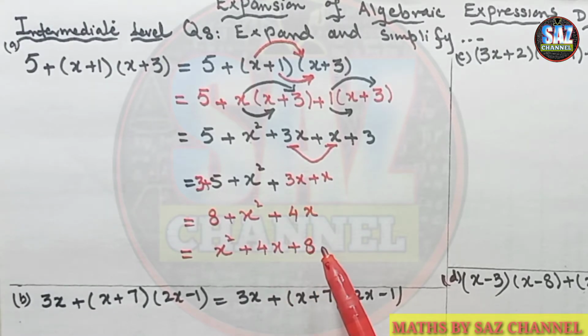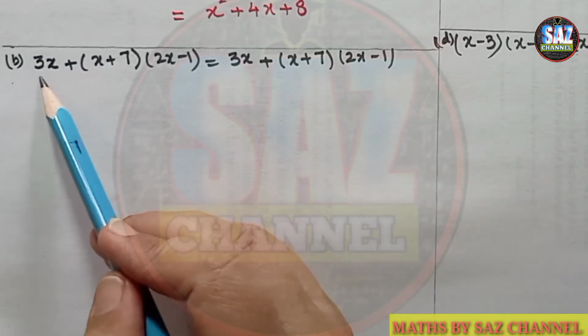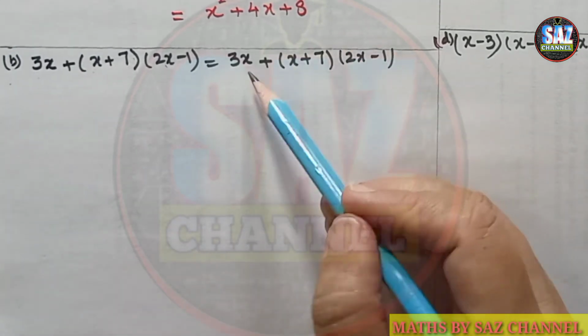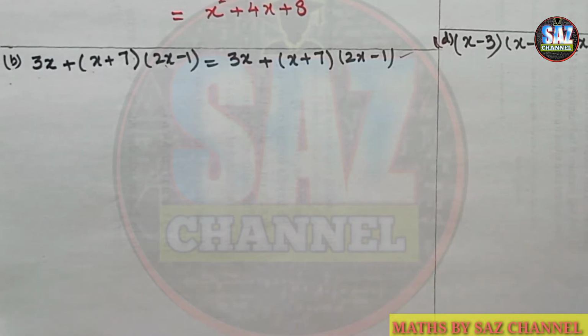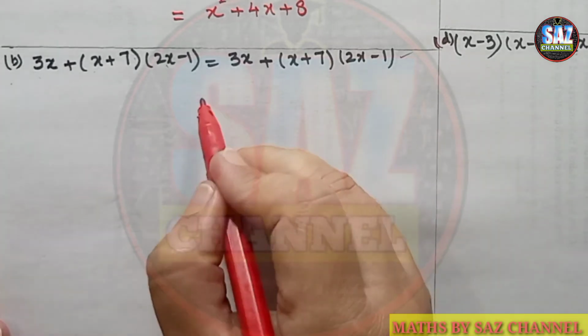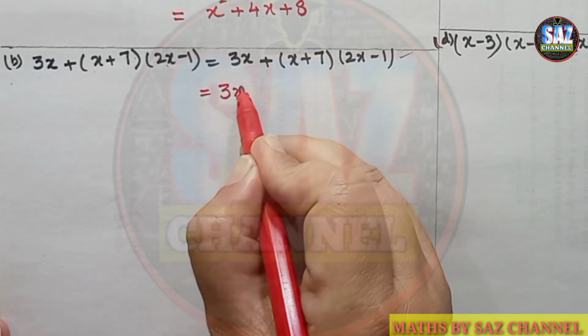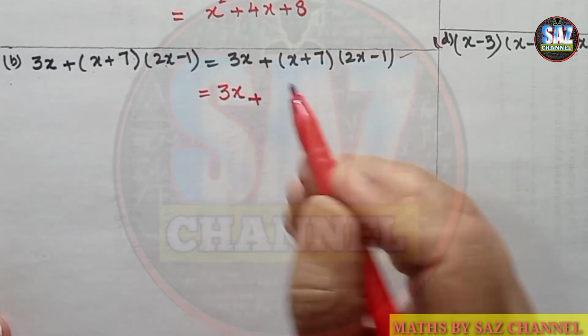I hope you are clear about this question, and let's quickly move to the second part. The second part is 3x plus (x plus 7) into (2x minus 1). We can see that this 3x is a single term here, it's not multiplied with any other term, so I will write it as it is, and then plus.